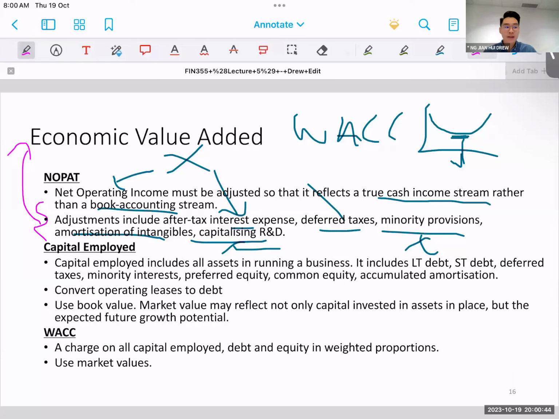Any questions for NOPAT? Okay. So I want to highlight that it will be useful for you to look through the various line items, the accounting in whatever company that you are doing, and try to see whether you can derive these things, right? Because these things are in the discount adjustments.